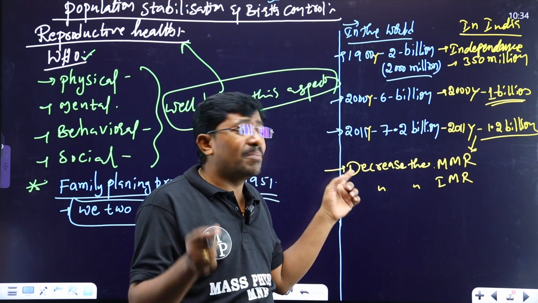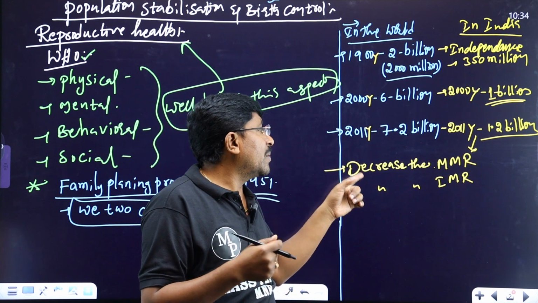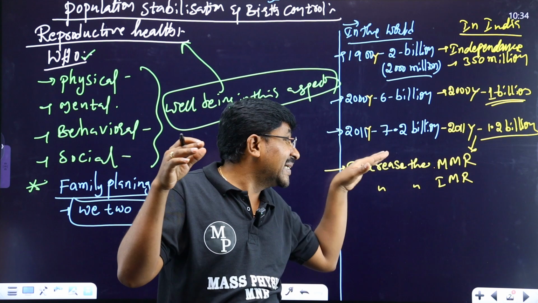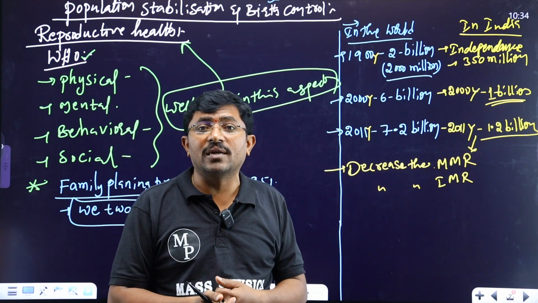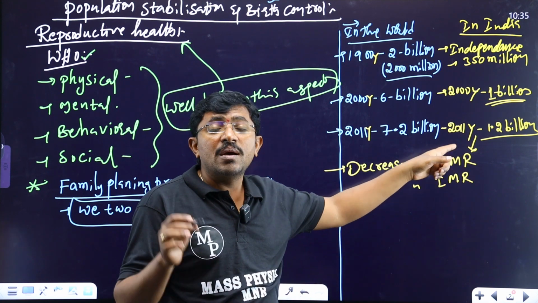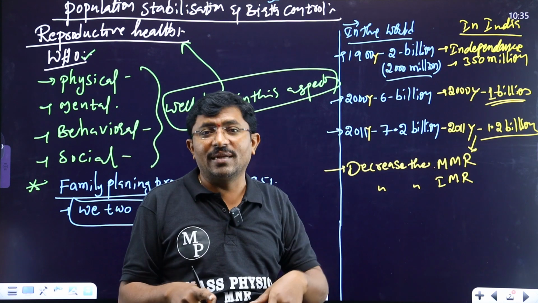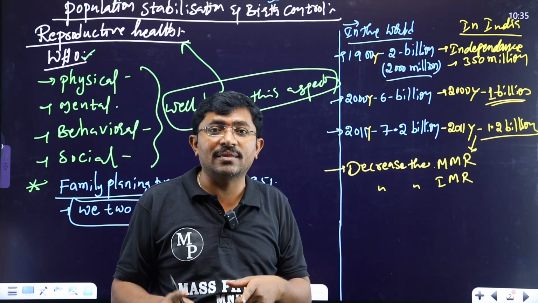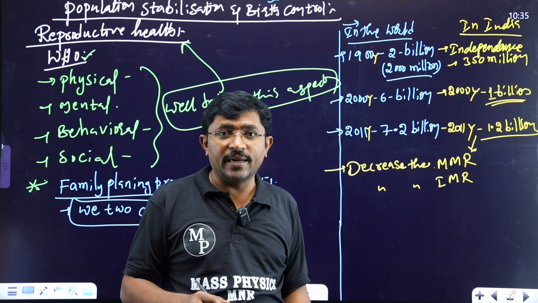That's why, by the awareness programs conducted by the Indian government, the population death rate decreased, thereby the population growth rate increased. So MMR means maternal mortality rate. Mortality means what? Death rate. Mortality means death. And next, decreasing the infant mortality rate.